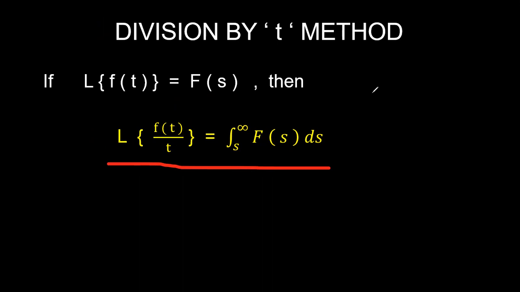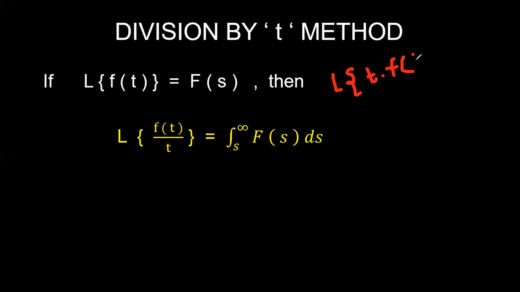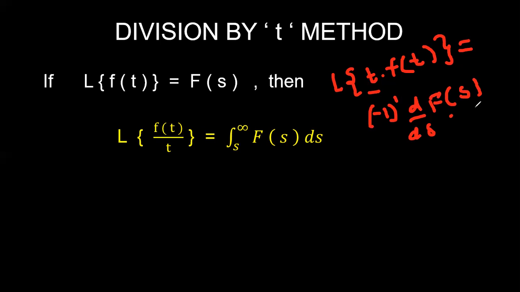So in the previous class we have seen the multiplication by t method and the Laplace transform of an integral of a function. We saw that if the f of t function is multiplied by t, then the Laplace transform of t into f of t can be written as minus 1 whole power 1 into d by ds of F of s. So we have to differentiate the F of s function.